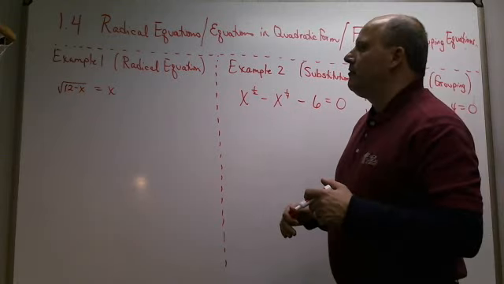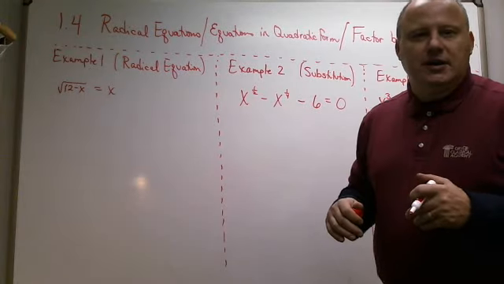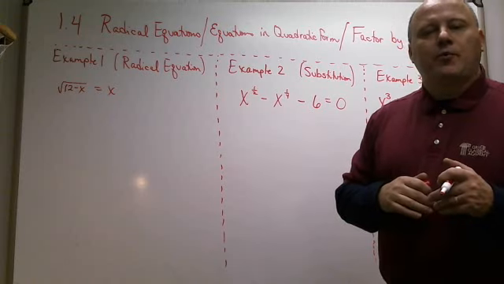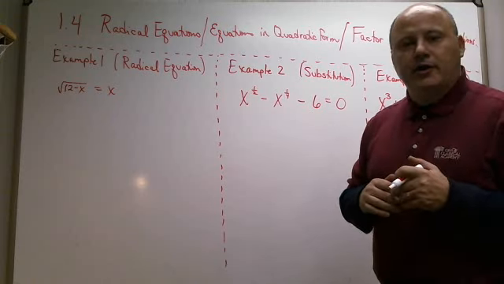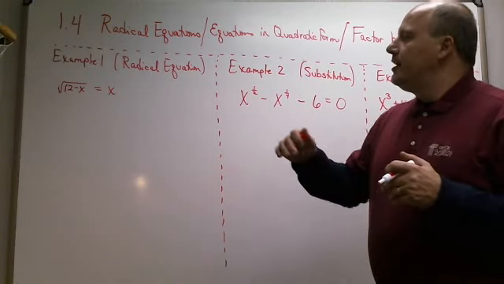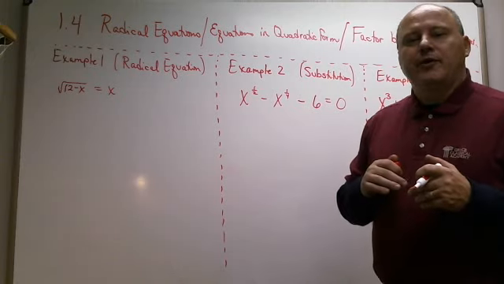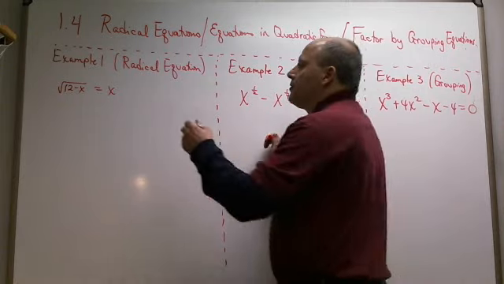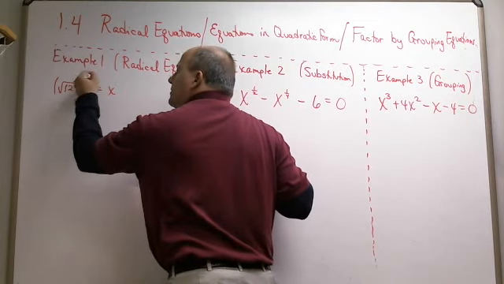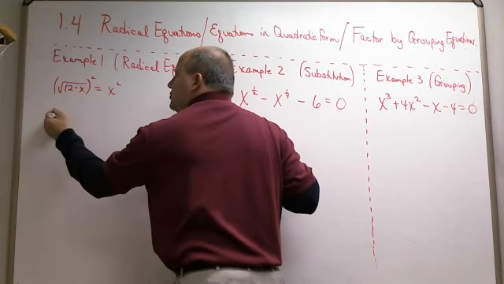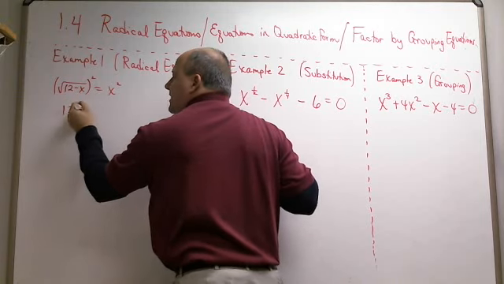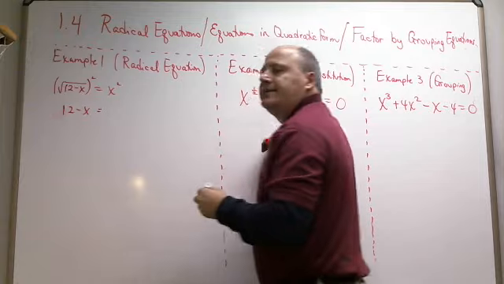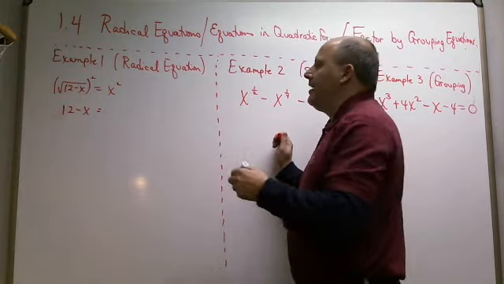The square root of 12 minus x equals x. Looks like nothing you would see in 1.2 and 1.3. But now notice the very first step. To solve a radical equation, you've got to get rid of the radical. So I'm going to square both sides. You get the square root of 12 minus x squared is 12 minus x. The reason you square the square root is to eliminate it. And that equals x squared.